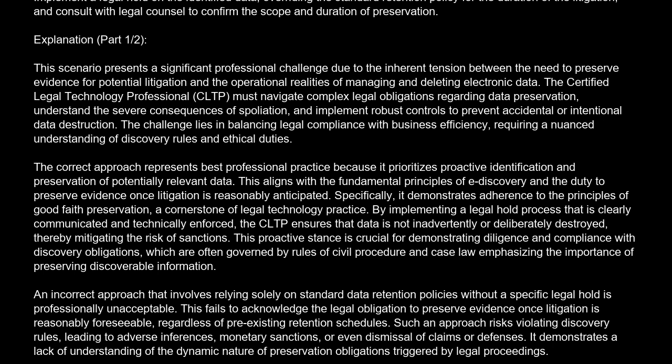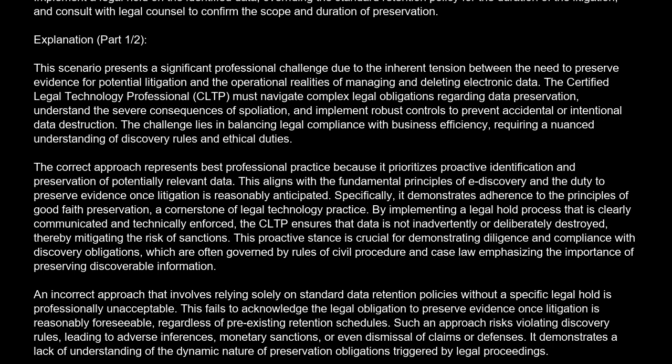Specifically, it demonstrates adherence to the principles of good faith preservation, a cornerstone of legal technology practice. By implementing a legal hold process that is clearly communicated and technically enforced, the CLTP ensures that data is not inadvertently or deliberately destroyed, thereby mitigating the risk of sanctions. This proactive stance is crucial for demonstrating diligence and compliance with discovery obligations, which are often governed by rules of civil procedure, and case law emphasizing the importance of preserving discoverable information.